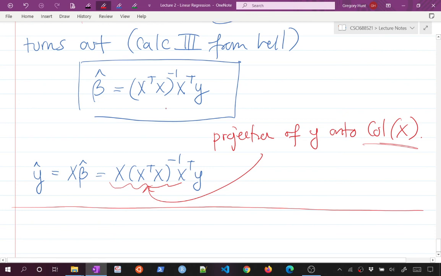That's just some complicated Calc 3 that tells us that beta hat is related to the matrix of covariates, the design matrix, and y in that way. And that means that when I want to predict y, which I do by multiplying my design matrix by beta hat, that y hat is just going to be the projection of y onto the column space. So let's stop there, and for this lecture, we can pick up and look at some more details on this next time.